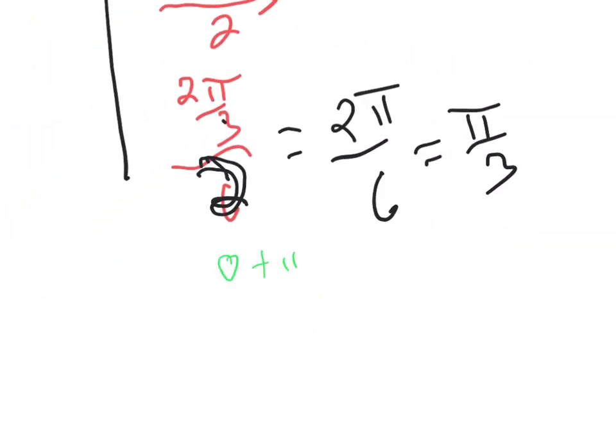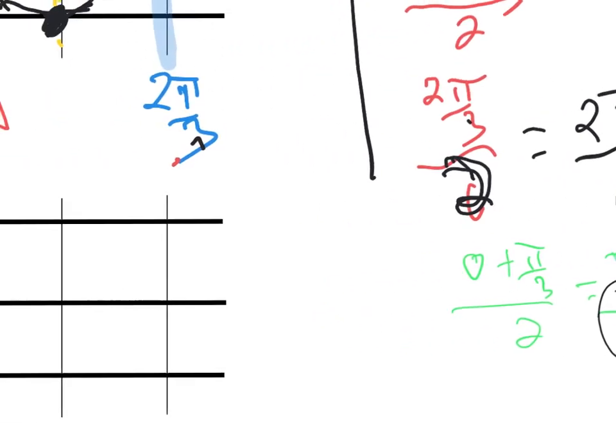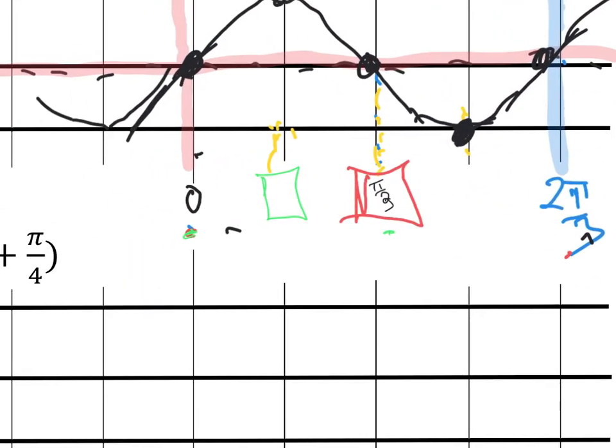0 plus pi over 3 divided by 2 is pi over 3 divided by 2. Here's my magic. Watch my magic. Pi over 6. It's mathemagic. Abracadabra. Pi over 6. So this number is pi over 6.